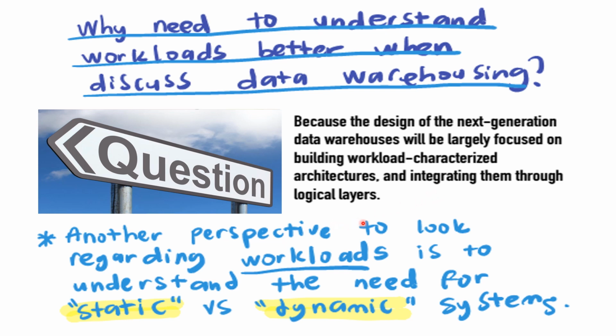Another perspective to look at regarding workload is to understand the need for static versus dynamic systems. What is this static versus dynamic system? For the static, let's say a low-end digital camera. It is a static system. For the dynamic, let's say the digital camera is designed once and must produce with the only requirement being how many pictures it can take in different settings provided as options.